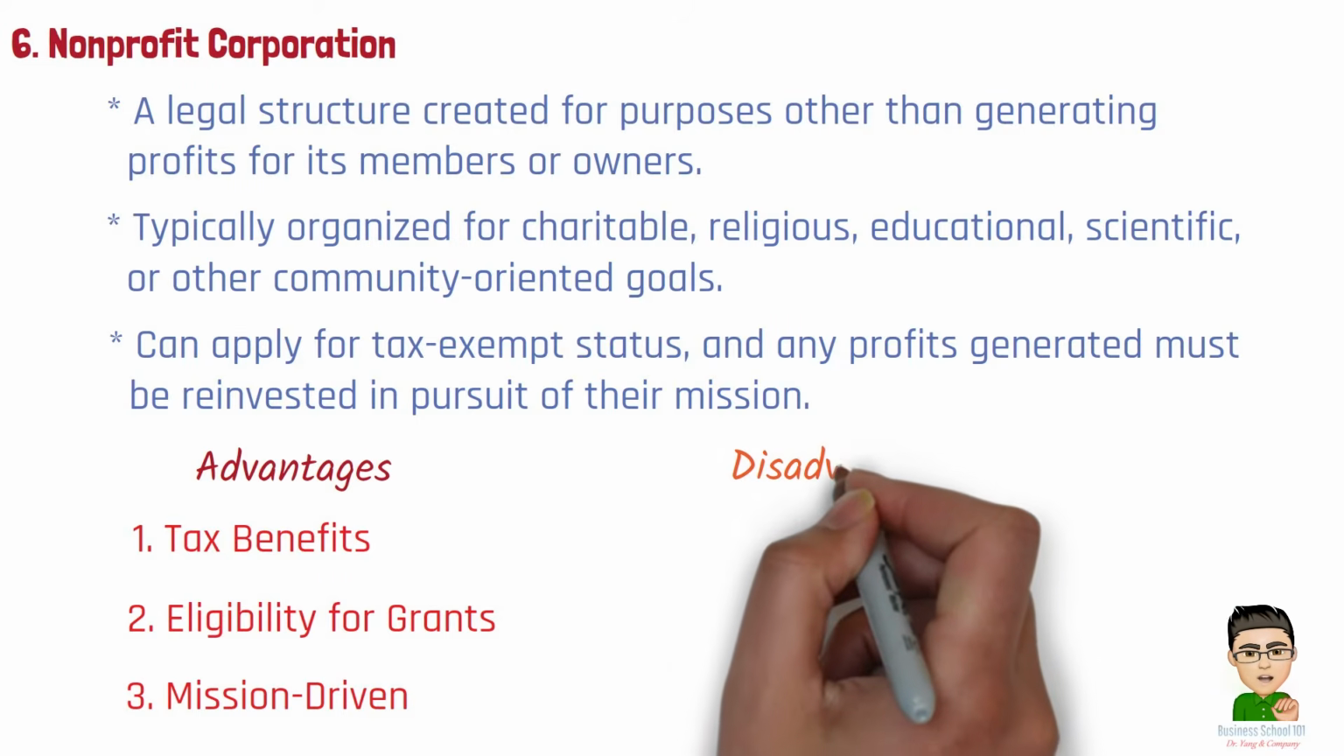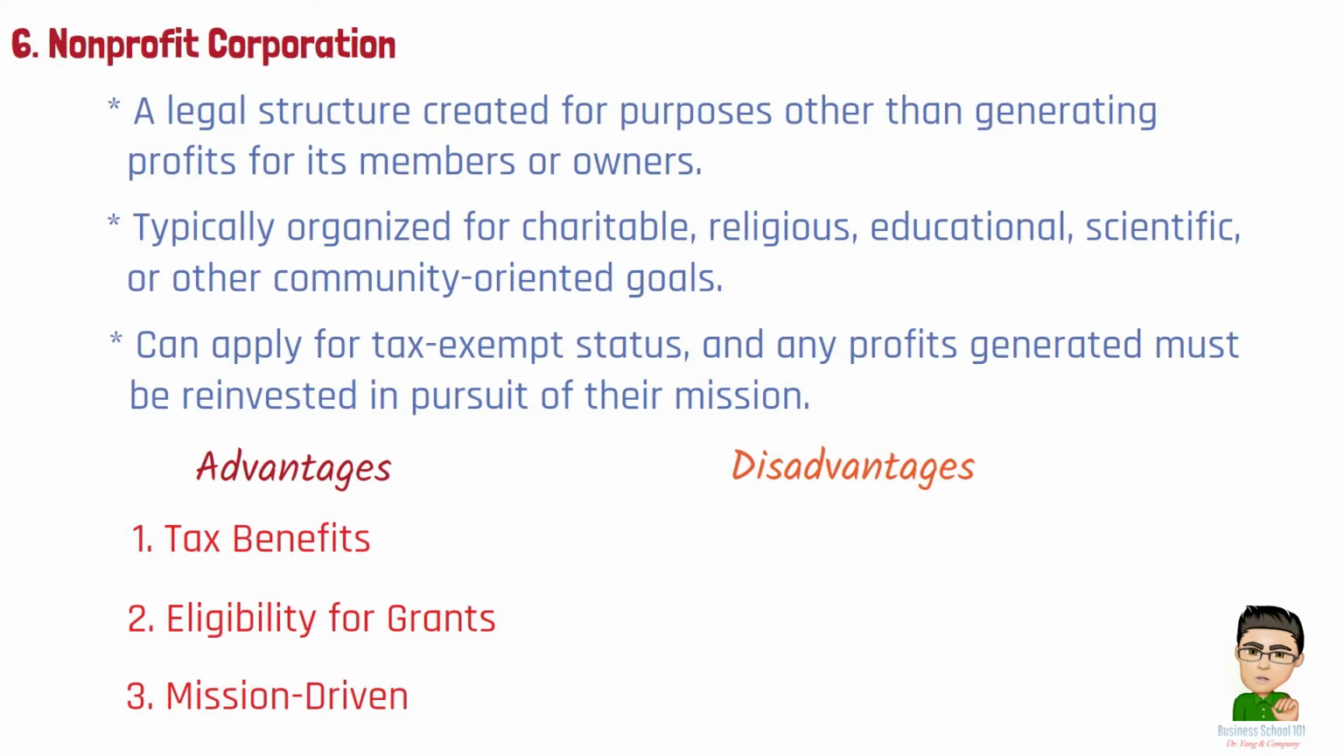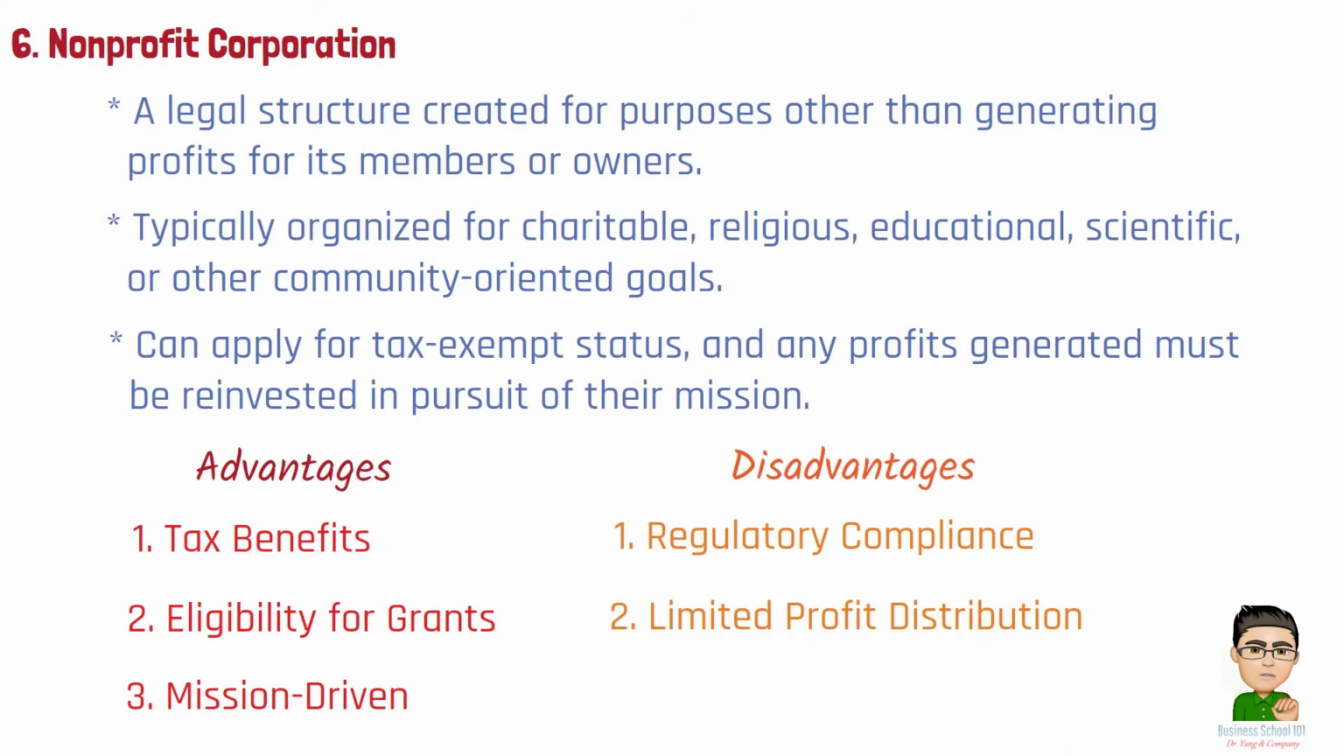However, its disadvantages include: Number 1. Regulatory compliance. Subject to specific regulations and reporting requirements. Number 2. Limited profit distribution. Profits cannot be distributed to individuals, but must be used to further the nonprofit's mission. Number 3. Complex governance. Governance structures and decision-making may be complex due to the involvement of multiple stakeholders.